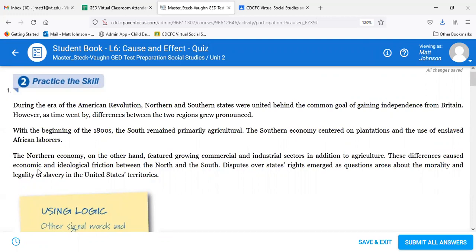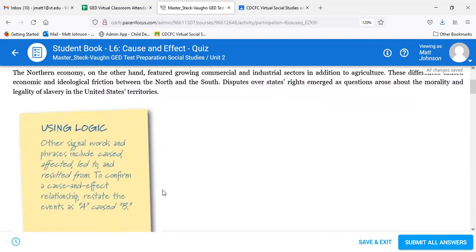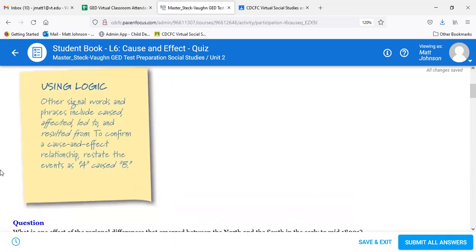In our little text box here, other signal words and phrases including caused, affected, led to, and resulted from confirm a cause and effect relationship. Restate the events as A caused B. So if you see something related to that, affected, led to, you could just simply insert caused, and that gives you your direct cause and effect statement.